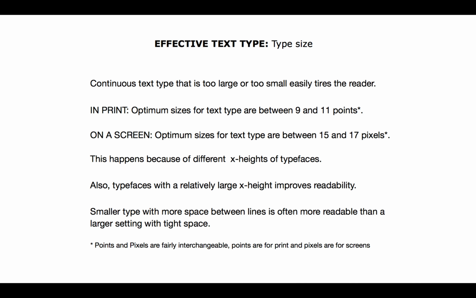So continuous text type that's too large or too small will tire the reader. In print, the optimum size for text type is between 9 and 11 points for body copy. On a screen, like a website or a mobile app, we want between 15 and 17 pixels for an optimum size of text type. This happens because of the different x-heights of the typefaces. And also the typefaces with relatively large x-heights are going to improve readability. Smaller type with more space between lines is often more readable than a larger setting with tight space.